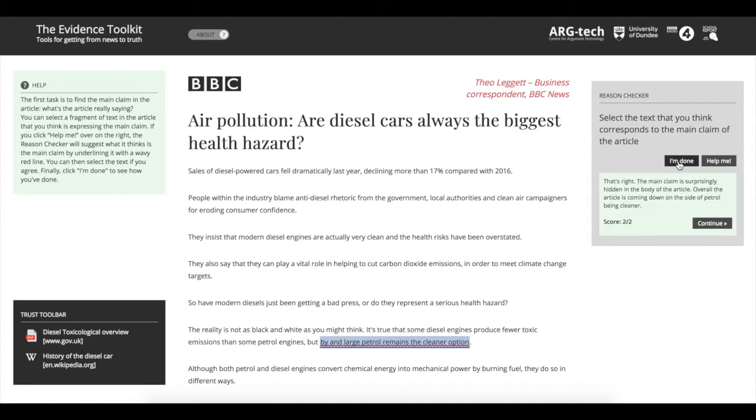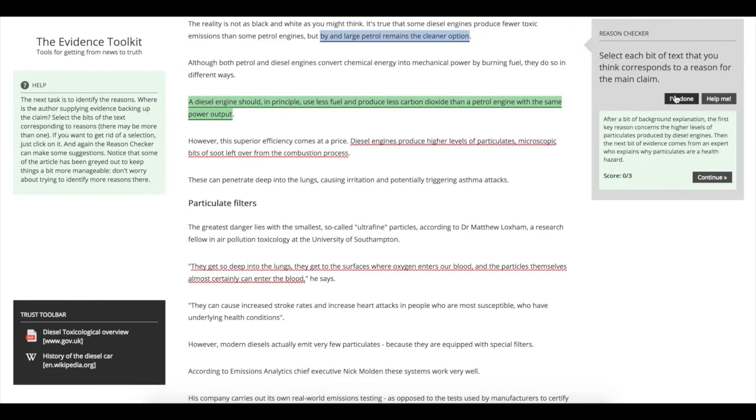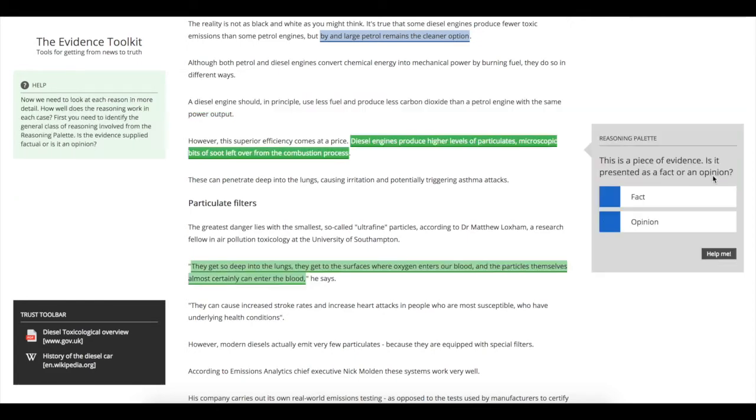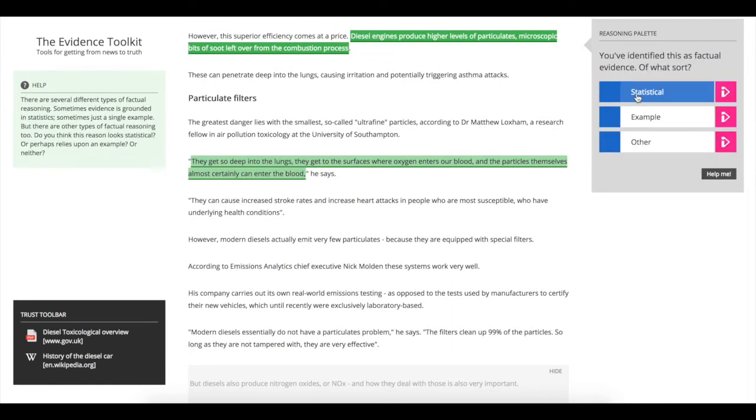So the approach that we took was to help students identify, first of all, conclusions in blue here, and then also the premises that support them. And the structure that we were allowing students to create was then put through what we called a reason checker. So this is to identify, first of all, the type of the various pieces of evidence, and then also the types of reasoning that connect up those different types of evidence.